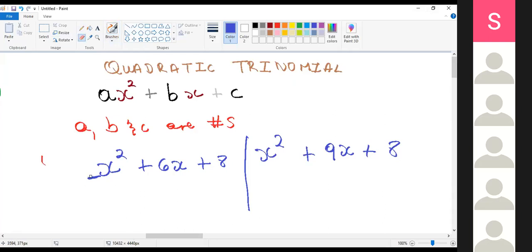If I ask you to factor out either of these, how would you go about it? Because you've been doing factorization. So how would you go about factoring either of these two quadratic trinomials? All right, x bracket x plus 2 with the 3x plus 4.